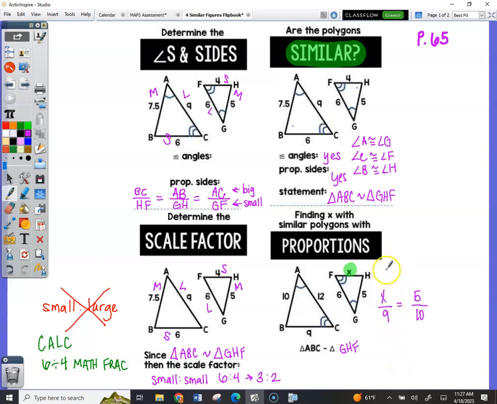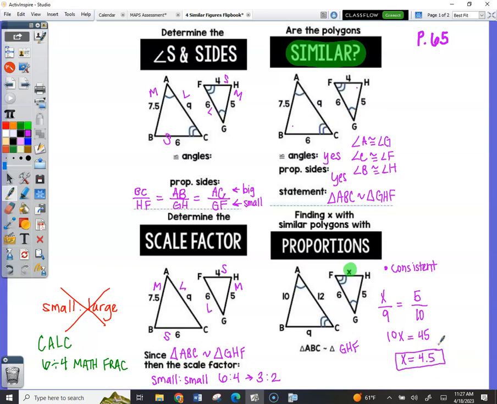So to set it up, just make sure that you are consistent. When I say that, I mean that notice that the top two numbers, the letter and the number, came from the same triangle. And then the bottom two numbers came from the same triangle. So we get 10x equals 45 divided by 10. And what do we get? 4.5. I did it differently, but I got the same thing.